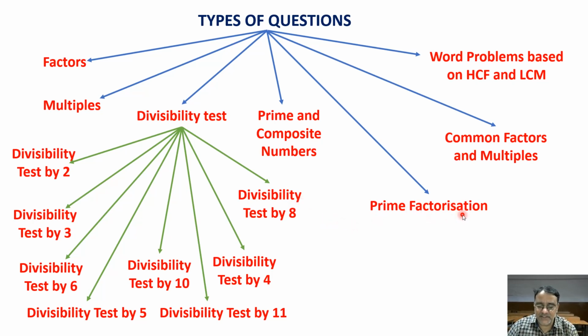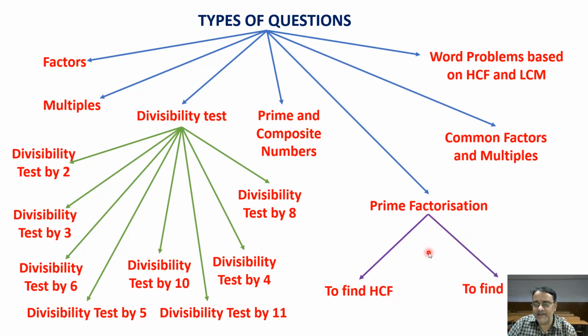And in prime factorization, we have three types of questions. One is to write the prime factors, and the other is to find HCF, to find LCM. There is one more type that I have not written here, to find the factors. Okay, any number can be expressed as the product of factors. That is one more type. So let us start with the factors.